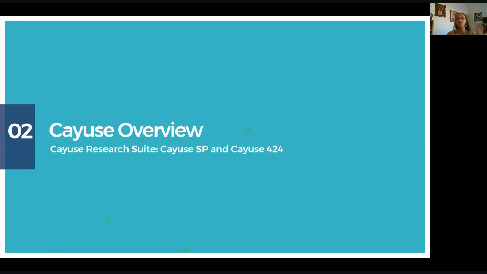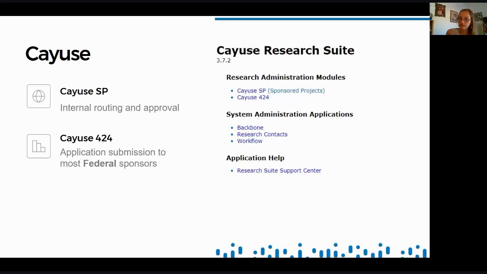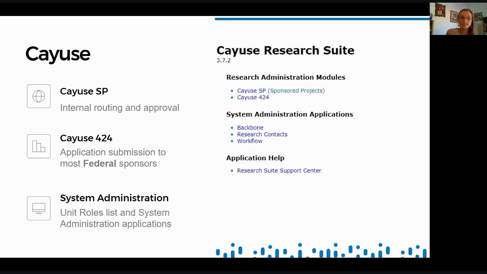Now what I want to do is move into Cayuse, because that's really what we're here to talk about, but it's important to know those other systems. We use other systems as well, but those are the most common ones, and I really want you to know those guidelines. Talking about Cayuse, you are always going to use Cayuse SP when you're submitting to us. This is how we get that internal routing and approval. You're going to use Cayuse 424 for most federal submissions. And then I talked about research contact roles, but there are also some system administration roles where we can look at units and do some applications like that.